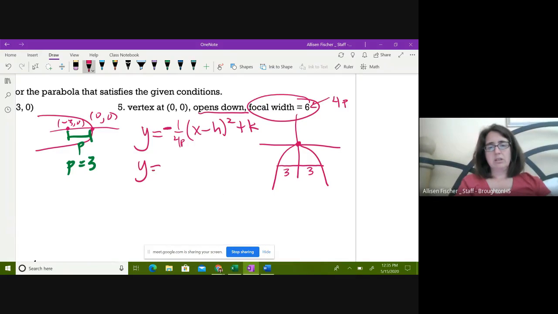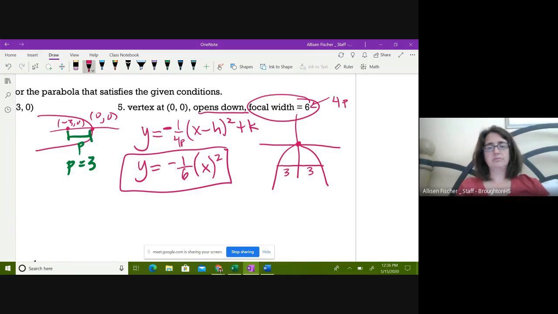All right, so then substitute in what you know. So 6 is our 4p, so we know that this is 1 over 6. And then our vertex is (0, 0) again, so we don't put in anything for h and k. So that is our equation.